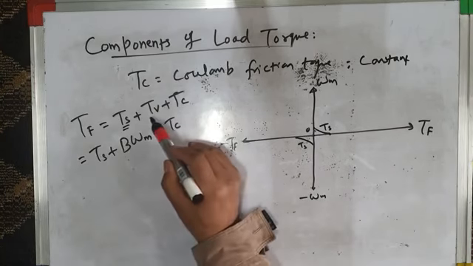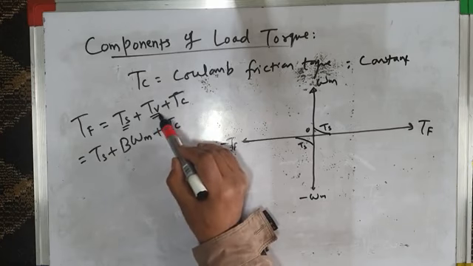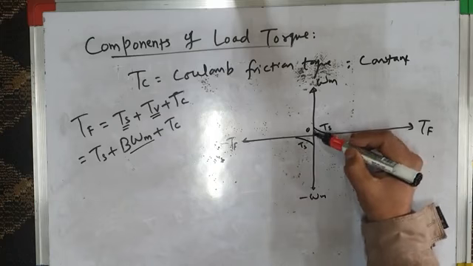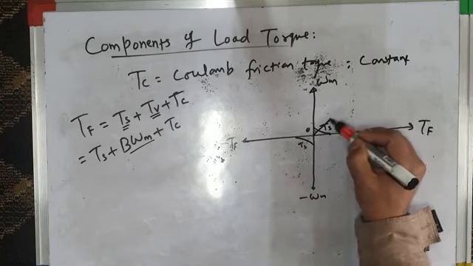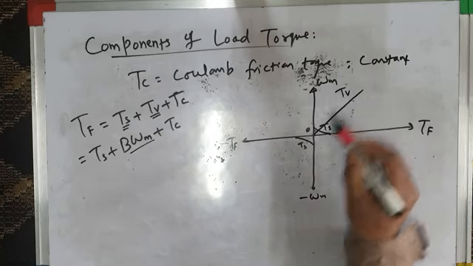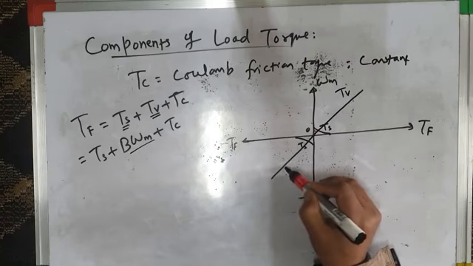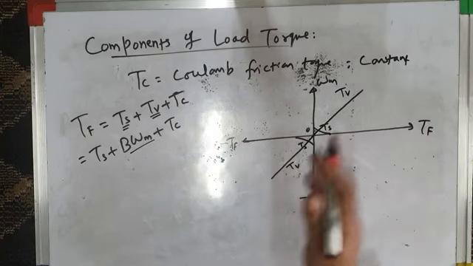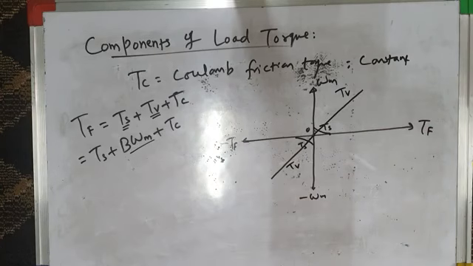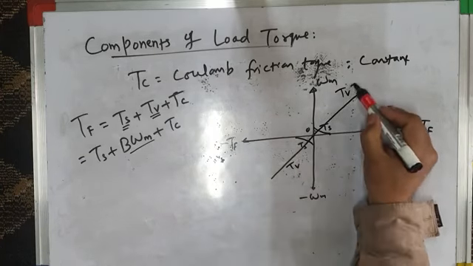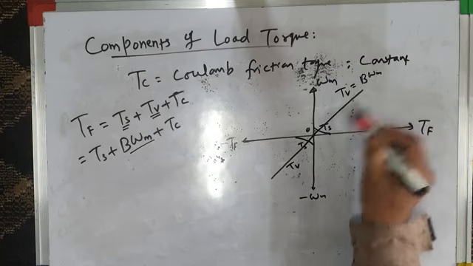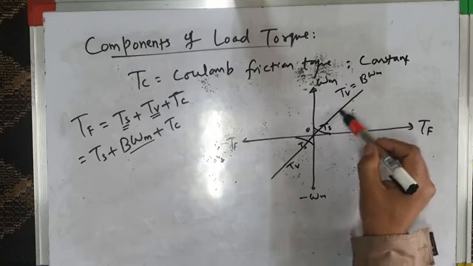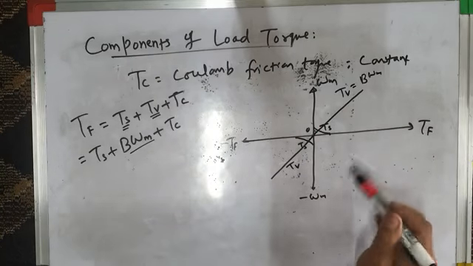The second type of torque is TV, viscous friction torque, which is directly proportional to speed. So it is like this. This is TV and this is minus TV. I am showing it in the first quadrant as well as in the third quadrant. You can very clearly see that TV is equal to B omega m. It is directly proportional to omega m. As the speed of the drive increases, the viscous friction torque also linearly increases.